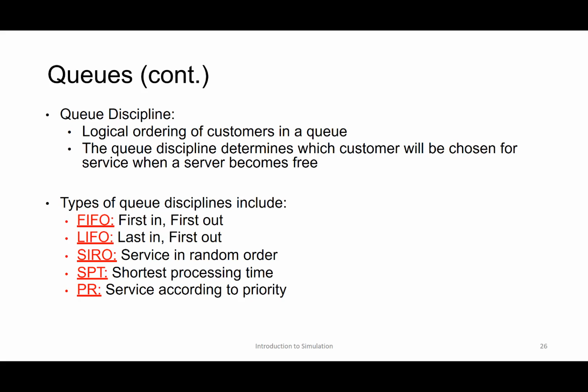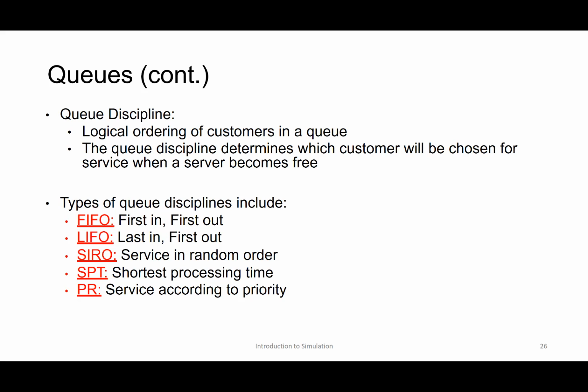Queue discipline also includes the logical ordering of customers in a queue. Queue discipline determines which customer will be chosen for the service when the service comes free. There are different types of queue disciplines to consider. You could consider FIFO, which stands for first in, first out; LIFO, which is last in, first out; SIRO, which is service in random order; SPT, shortest processing time; or PR, pre-specified. This would be service according to a priority.